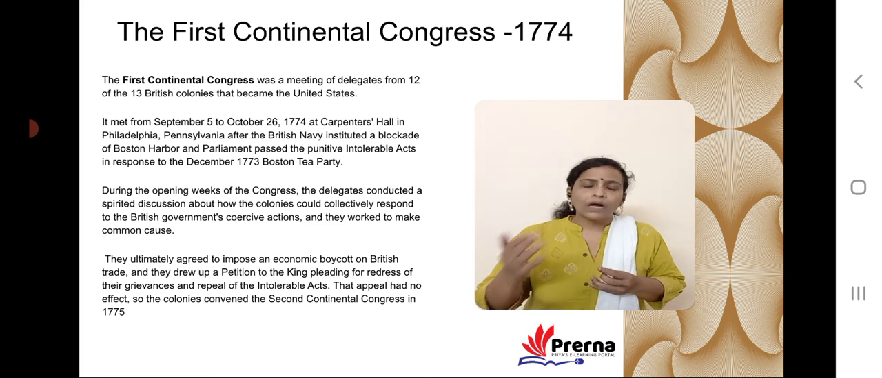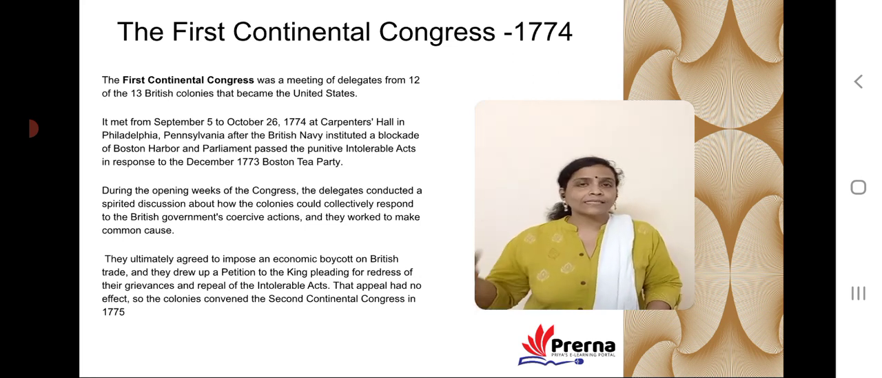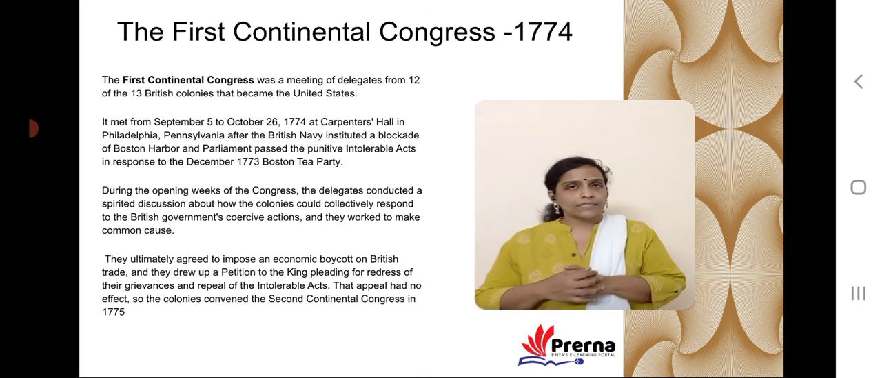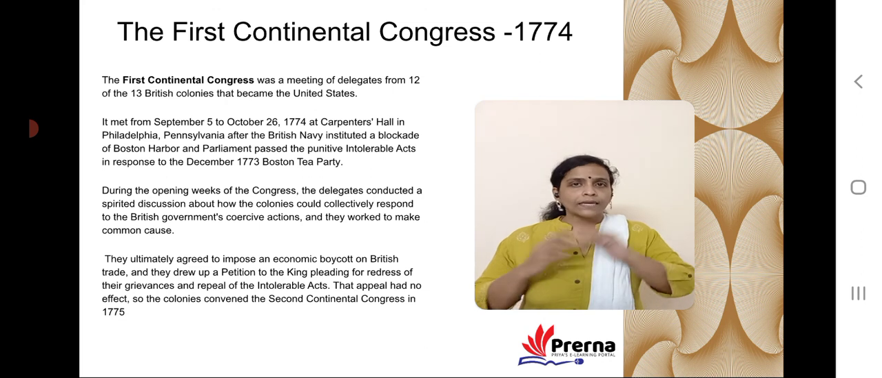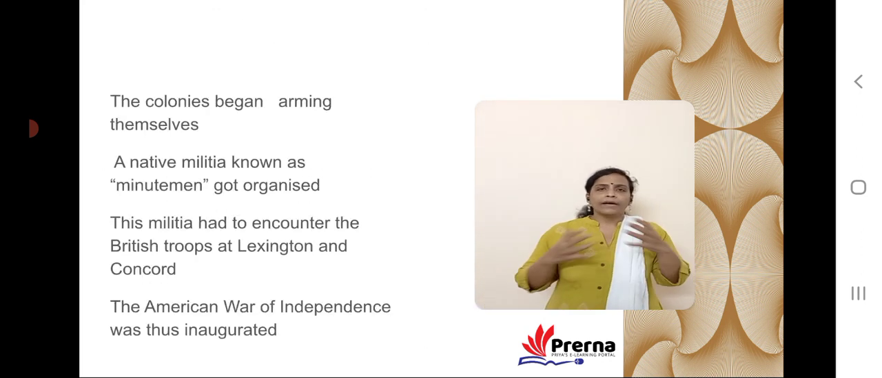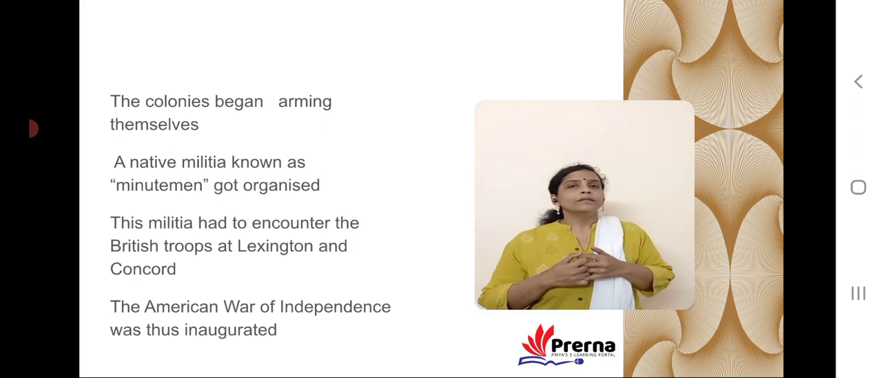Now they had to encounter the British forces very soon at places like Lexington and Concord, and thus the American War of Independence began in 1775, with the Second Continental Congress giving full support to the revolutionaries by military, with all financial help too. That is how the war began.